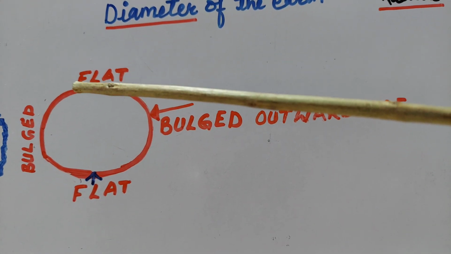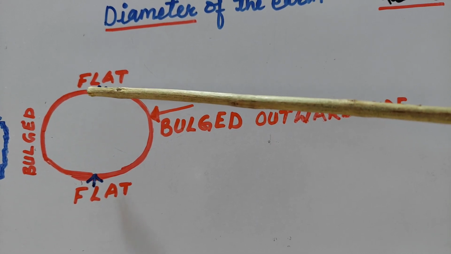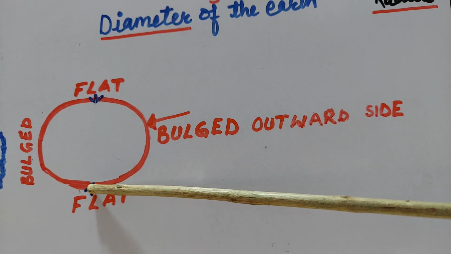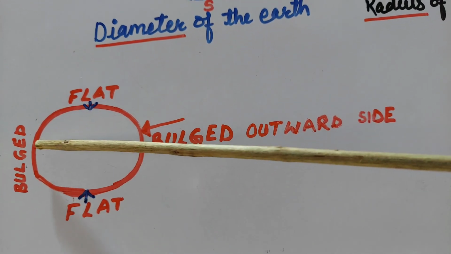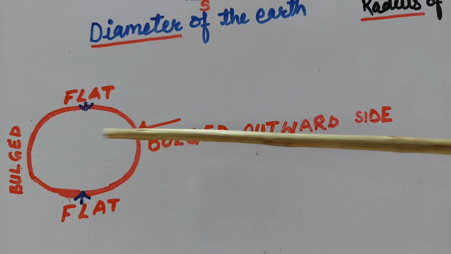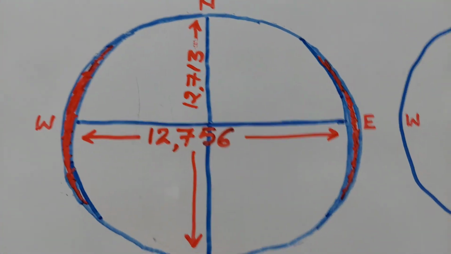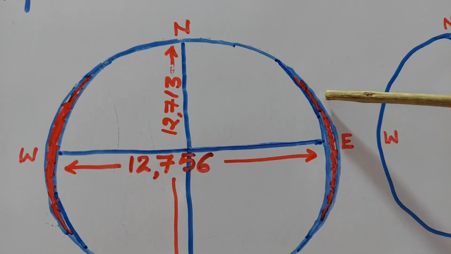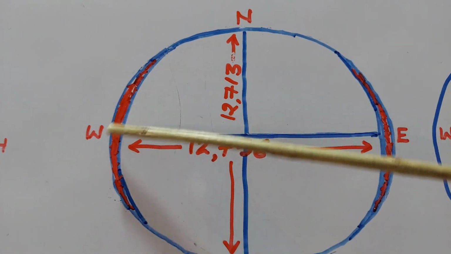Let's talk about the shape of the Earth. Earth is flat from north face. This is North Pole and South Pole, and it is slightly bulged from the equator area. For example, here you are looking very well. This red shaded area is a bulged one.